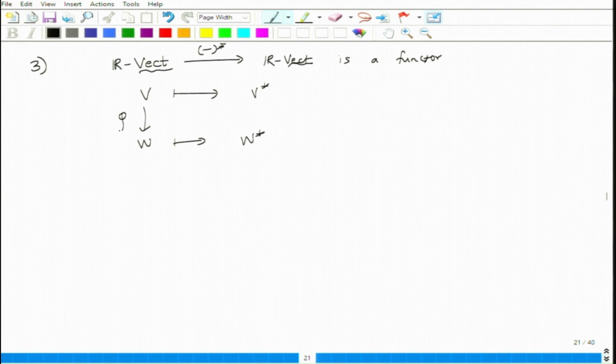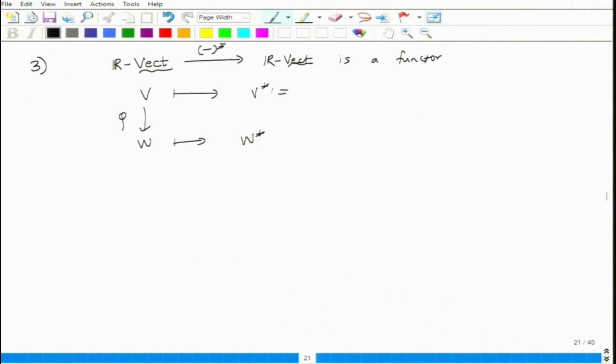Let's see. So phi is a morphism from V to W. It's a linear map from V to W. Now can you describe a map from V star to W star? What is V star? Like, what are the elements? Functionals. Functionals means it is Hom_R from V to R.